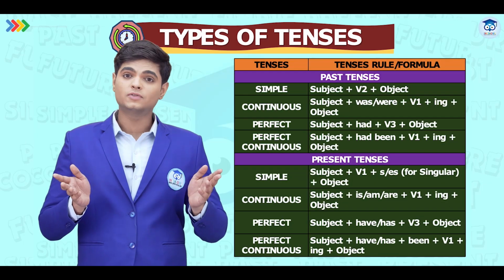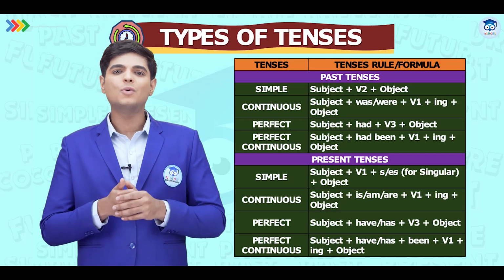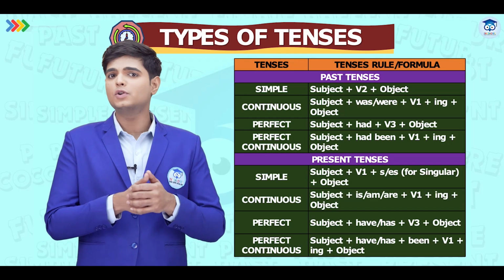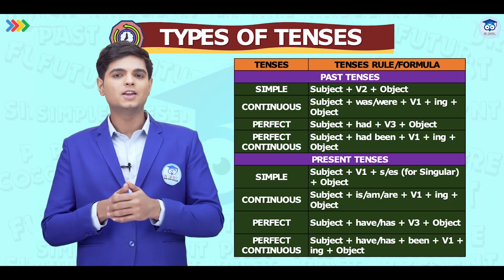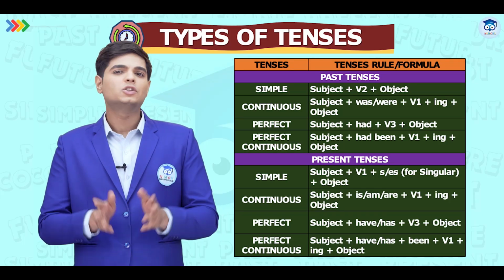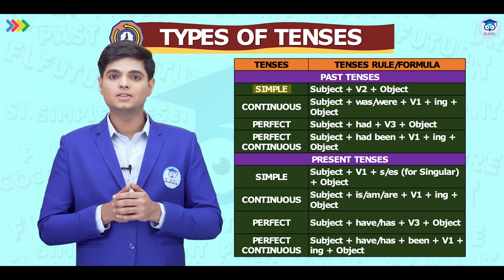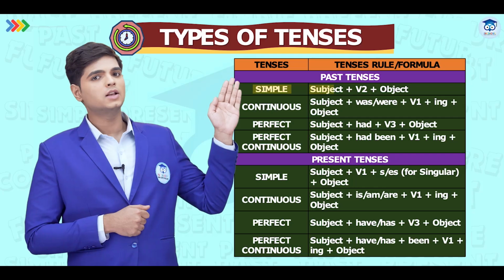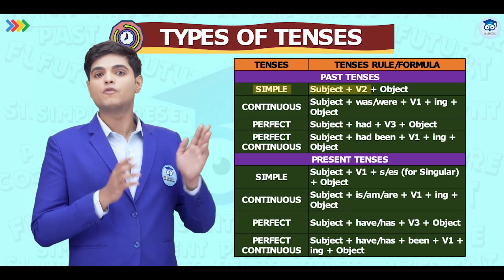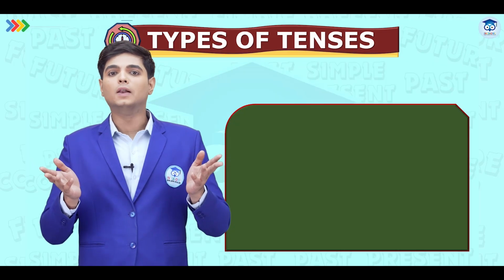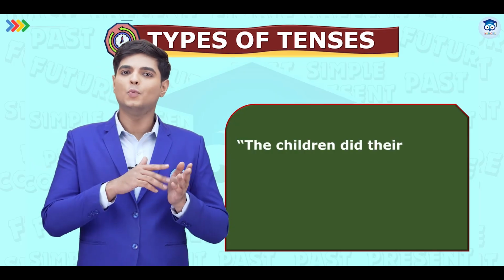We've looked at the types of tenses. Now let's see how each one is actually formed. To do that, we'll go through some easy to remember formulas, starting with the past tense. To start, let's look at the simple past tense. Its formula is subject plus the second form of the verb followed by the object. For example, the children did their homework.